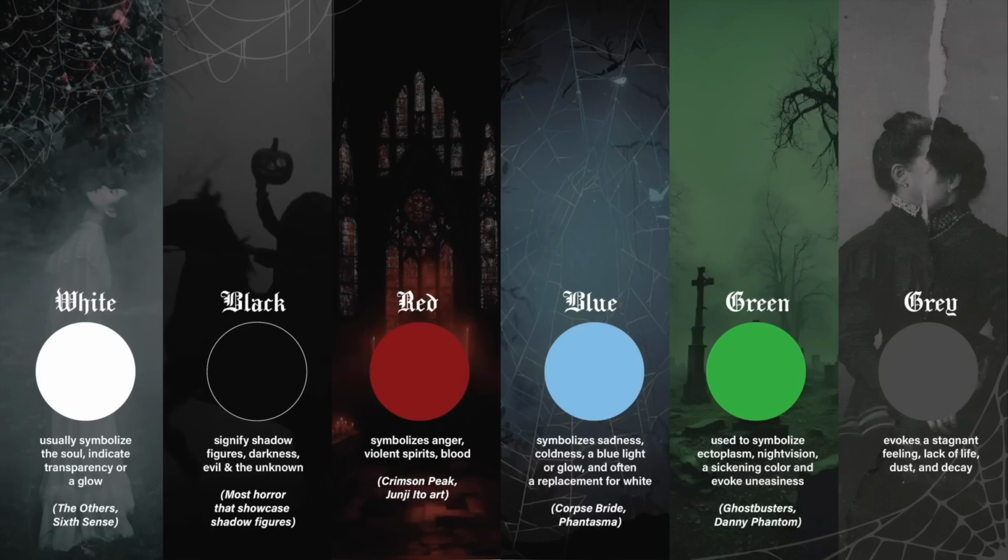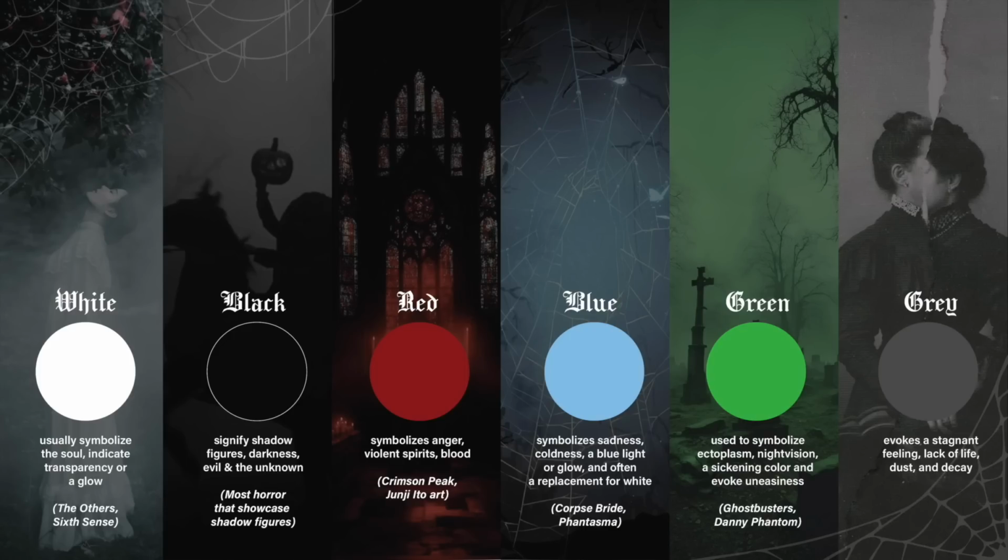Blue is also an often commonly depicted color when it comes to ghosts. It symbolizes sadness, it symbolizes cold, it symbolizes death, a blue light, or the glow of a spirit, or just the idea of something that is dead. Think Corpse Bride. Phantasma from Scooby-Doo is depicted as a literal phantom girl, and she is all blue from head to toe with a bit of white in her hair.